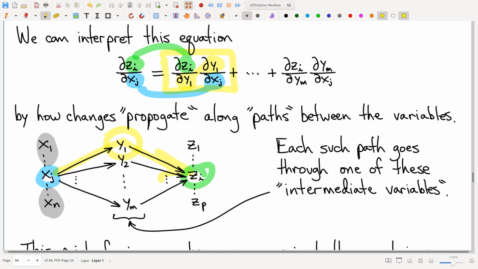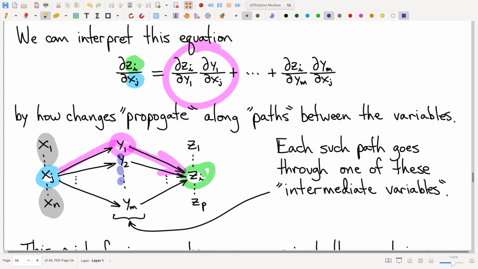So what I'm going to be commonly doing, and this is pretty common terminology, is call this the y1 term corresponding to the y1 path. And you can do the same thing for every other path, in other words, for every other intermediate variable. The y1 intermediate variable gives that path and this term, et cetera, and the ym intermediate variable corresponding to that ym path gives that ym term.